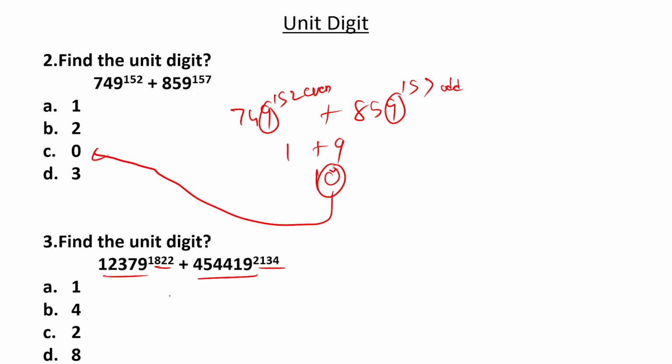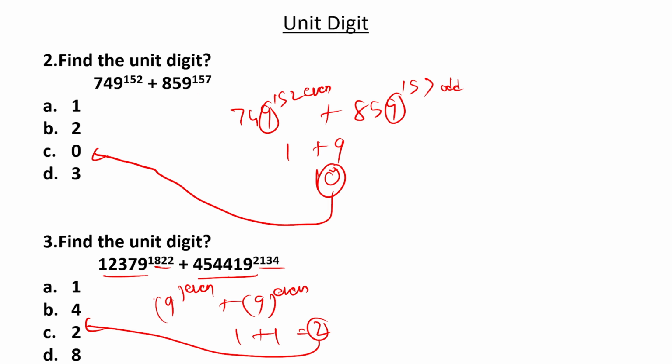Here simply 9 power even plus 9 power even. 1 plus 1 is equal to 2. 2 is the answer. Here is the answer. That's how you do it. You understand, right? I hope you all are understanding.